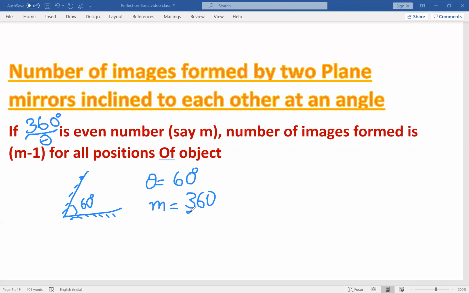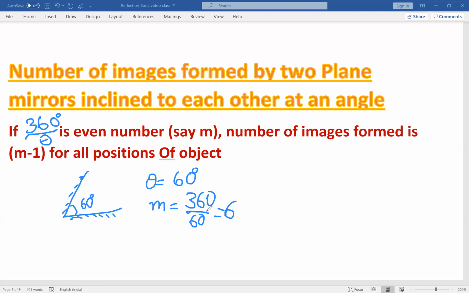360 by theta is 60, so what will you get? You'll get an even number. 360 by 60 is 6. You're not getting an odd number here. If you get an odd number, that leads to a different case. Here you got an even number.